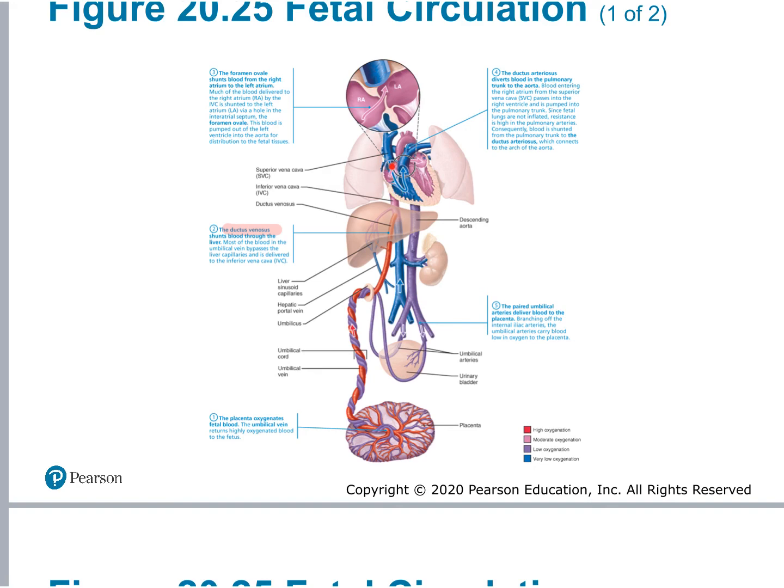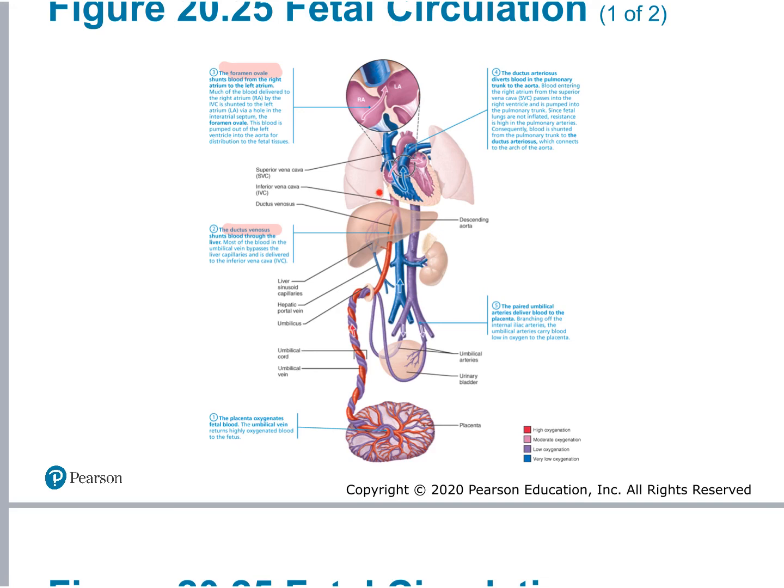So there's a hole between the right and left atrium. This hole is called the foramen ovale. Right there. Foramen means hole, ovale because I guess it's oval. But they're showing it to you right here. So blood goes straight from the right atrium into the left atrium. It doesn't need to go into the right ventricle.